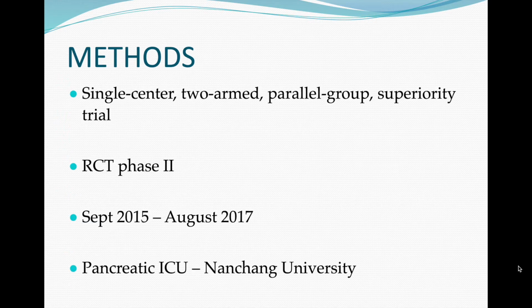So, methods. This was a single center, 2-armed parallel group superiority trial. It was a phase 2 trial which was conducted from September 2015 to August 2017, a period of 2 years, in the pancreatic ICU of Nanchang University.